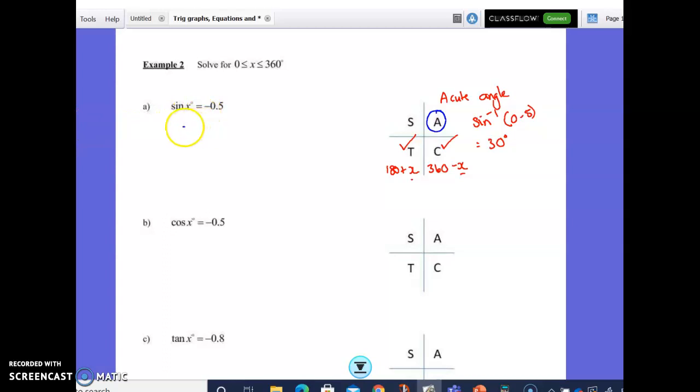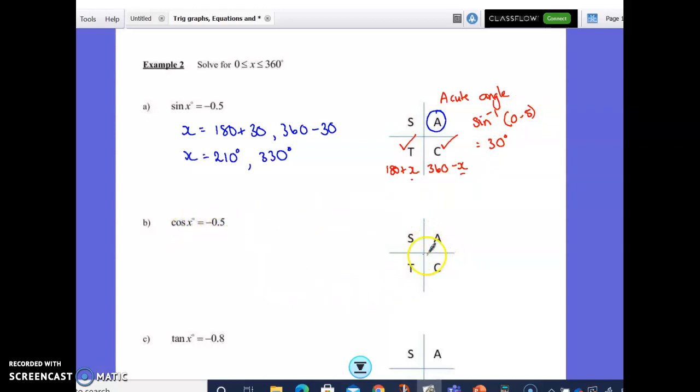My two answers then, I've still got two answers: 180 plus 30 to get an answer in here, and 360 minus 30. So x will be 210 degrees, 330 degrees. Whenever it's negative, we're always going to find that acute angle, and we're going to do that by completely ignoring the negative.